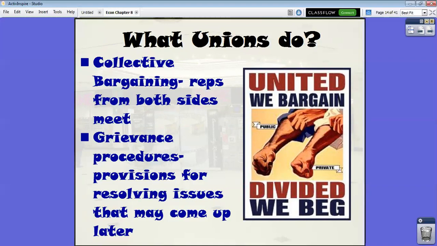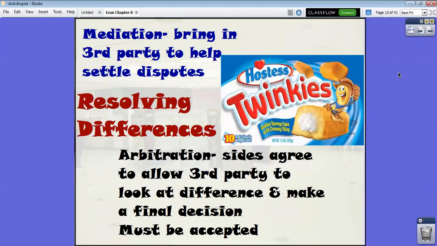So let's then look at the 5 ways that, if the grievance process doesn't work, they can go about resolving their differences. The first way that they can resolve their differences is through mediation. When you have mediation, you bring in a third-party mediator to help settle the dispute. They're going to be non-biased, and they're going to look at both sides of the issue, and they're going to come up with some type of recommendation that both sides could potentially agree on.